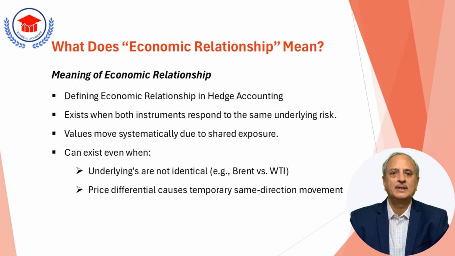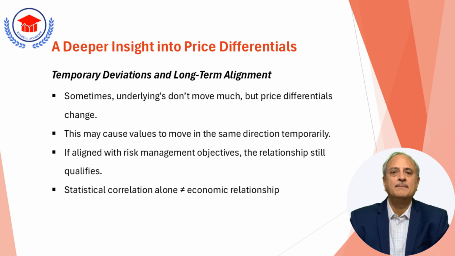What does economic relationship mean? An economic relationship exists when the hedging instrument and the hedged item generally respond to the same underlying risk. Their values move in a systematic way because of this shared exposure. For instance, Brent and WTI crude oil are underlyings that are economically related, and their prices often move similarly in response to market changes. But here's an interesting twist.